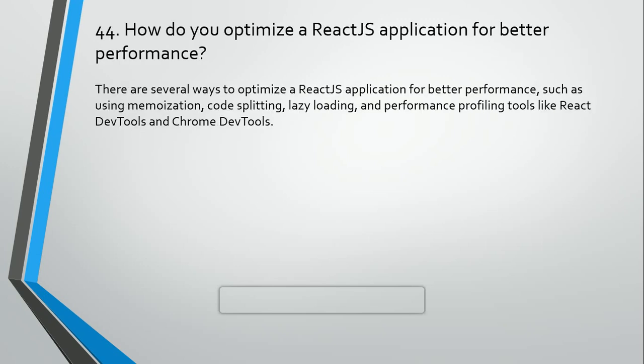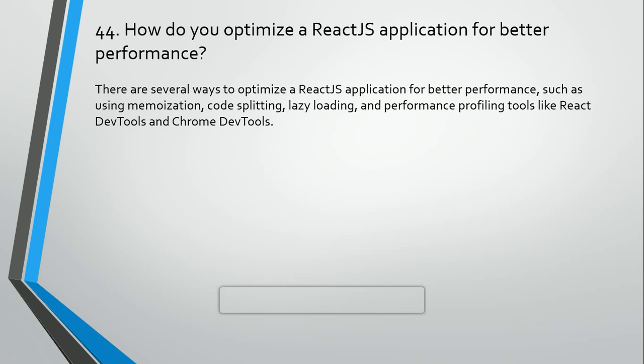How would you optimize a React.js application for better performance? So look, there are several ways to optimize a React.js application for better performance, such as using memoization, code splitting, and lazy loading. These three techniques are used inside the code, like memoizing your code, the code splitting technique, and lazy loading. You can delve into detail on this by watching a separate video on memoization in React.js, code splitting in React.js, and lazy loading.